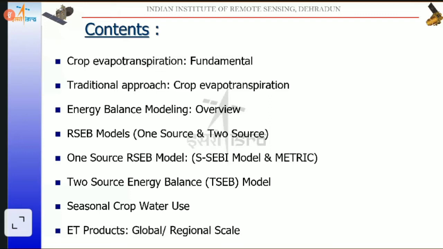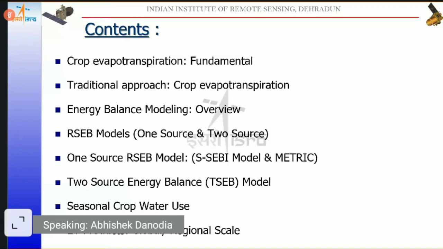After that, the two source energy balance model, its overview, what kind of specific parameters are used, and the basic practices regarding the two source energy balance model, and the formula and details regarding seasonal crop water use. When we want to compute the crop water requirement or crop water use on a seasonal basis, how do you reach the seasonal computations? That I will discuss, and after that I will discuss ET products, evapotranspiration products at regional as well as global scales.